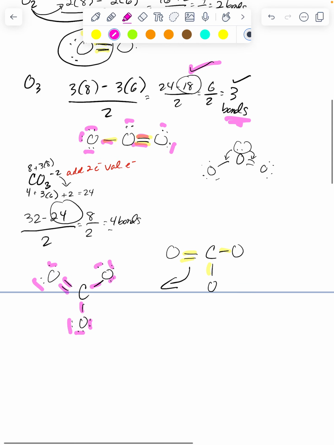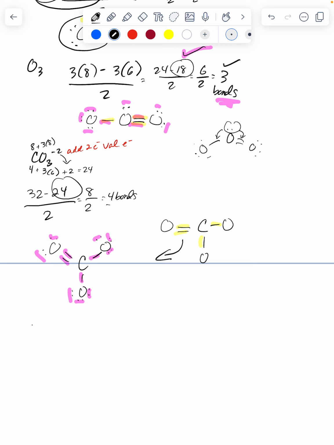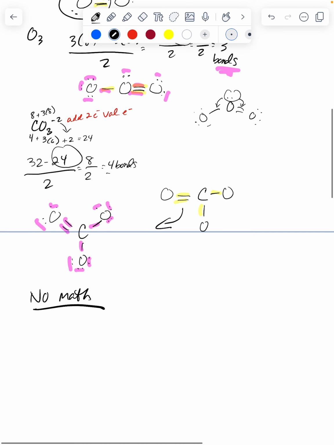All right, let's look at one with a hydrogen. Now, let's look at one where you don't need to do the math. Don't do the math if it's a simple single bond structure, something like CH4. Carbon has 4 valence electrons. It can't have more than 4 bonds. So right away, you know they have to have single bonds. Also, you have hydrogen involved. Hydrogen can't have more than a single bond because he only has 1 valence electron.